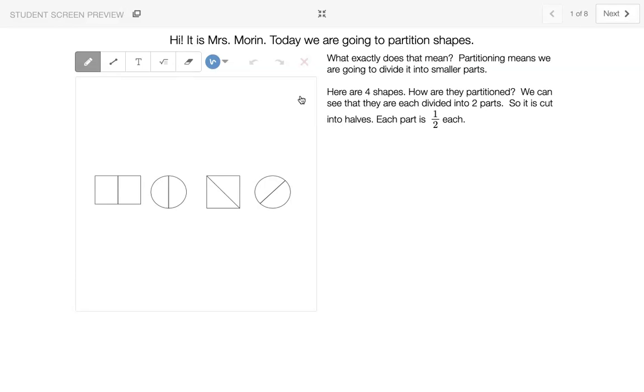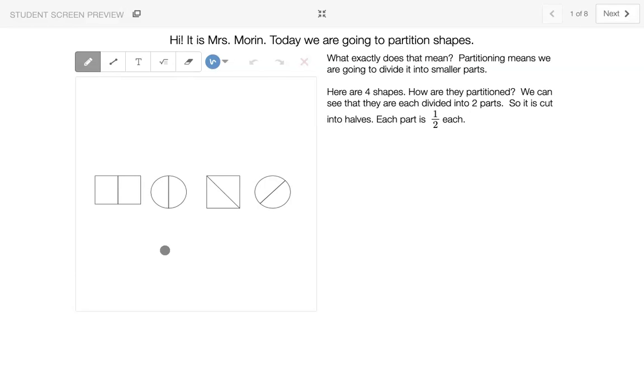So what exactly does that mean? Partitioning means we are going to divide them into smaller parts. So here are 4 shapes, and we can look at them and see how they are partitioned. Well, the lines are drawn different ways, but in the end, we've divided them into 2 parts. So it is cut into halves, and each part is 1/2 each.